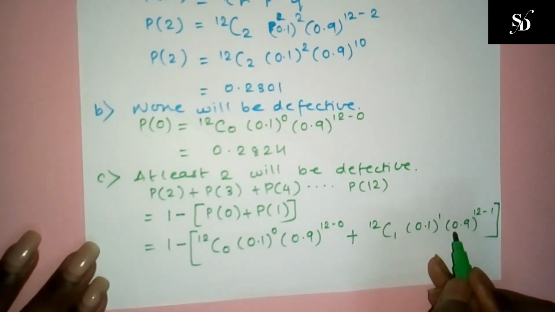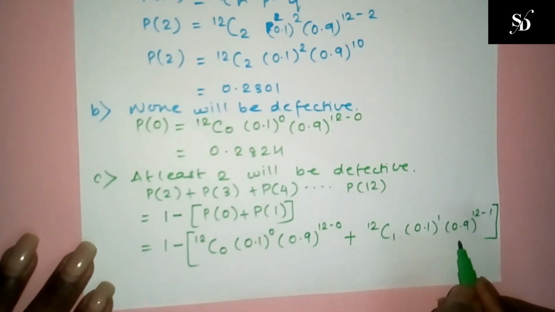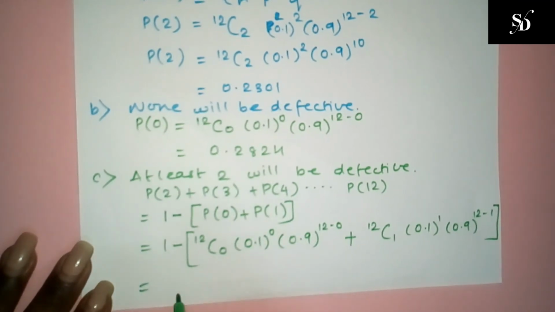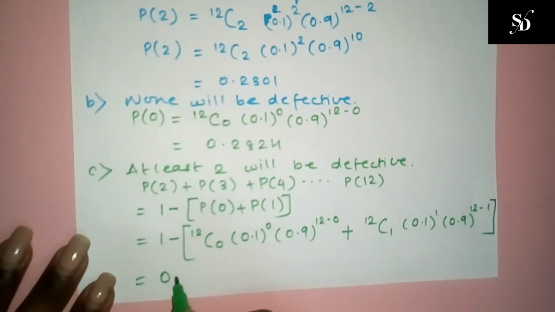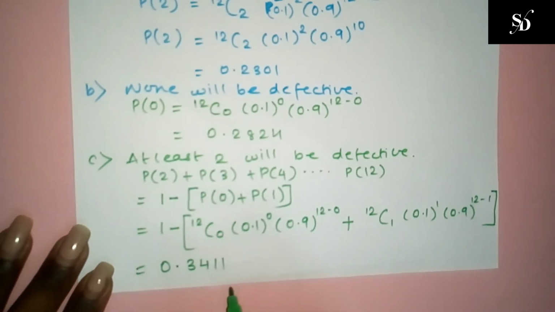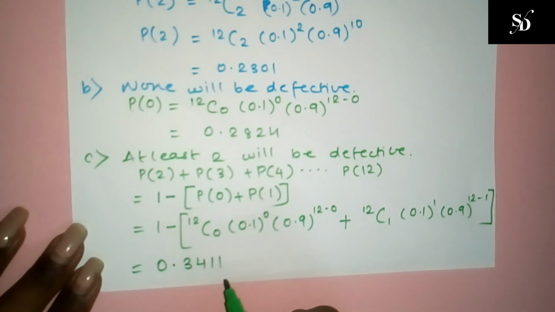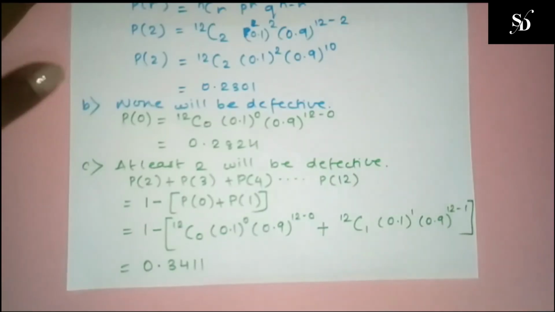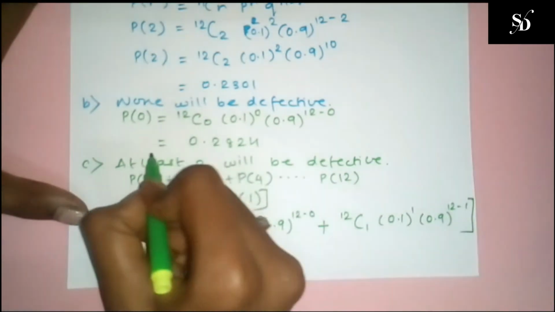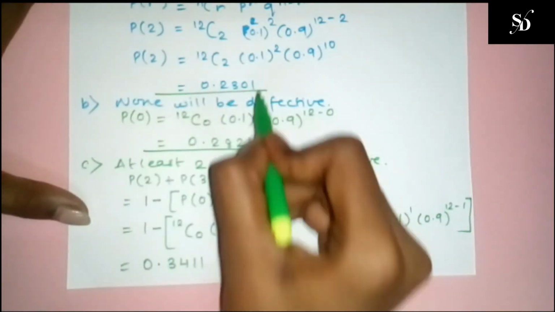Now the only thing you have to do is put these things in the calci and find the answer. So I'll leave that part for you all. I'll just write the answer over here for reference purposes. That is 0.3411. So this is the answer. If you get the answer somewhere nearby, then you are right. So that is it for today, guys. This is the final answer, this one.